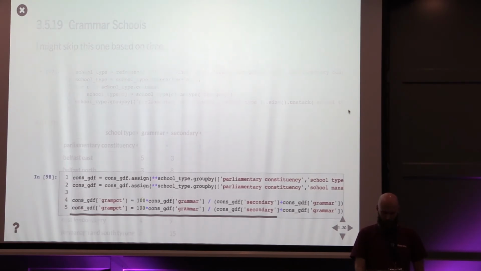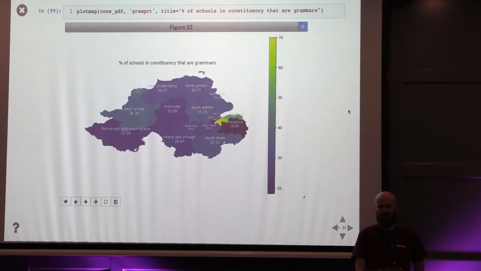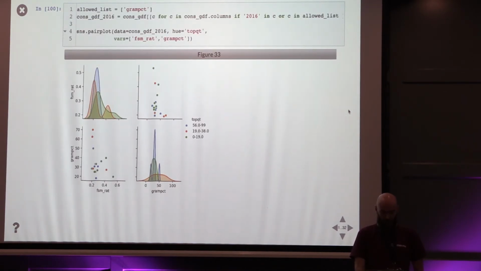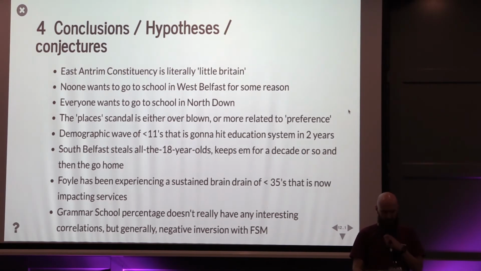I'm not going to go into the grammar school one because I thought there would be a good result coming out of this, but it's no shocker, South Belfast has grammar schools, who'd have thought? This is a horrible graph trying to demonstrate how pivot tables are horrible graphs. And finally, right, conclusions, hypotheses, and conjectures. If you actually look back at the maps, and I won't for purposes of time, East Antrim actually looks like a little Britain. Physically looks like the island of Great Britain, but fair enough.